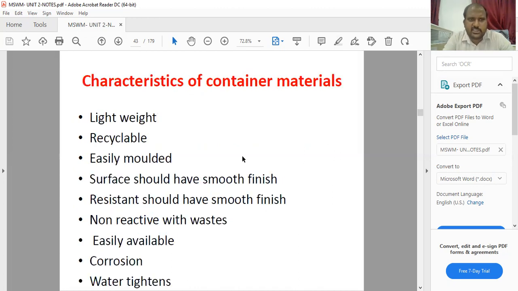The next one is characteristics of container materials. The first one is lightweight, the second is recyclable, the third is easily molded. These are some characteristics of container materials. The fourth one is that the surface should have a smooth finish. They should also be non-reactive with waste, easily available, corrosion resistant, and water repellent.